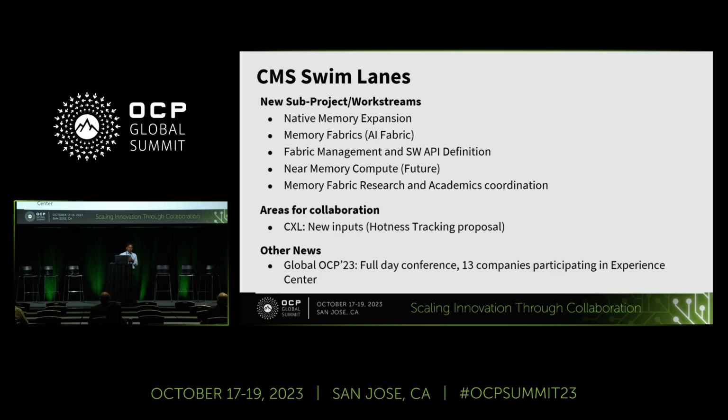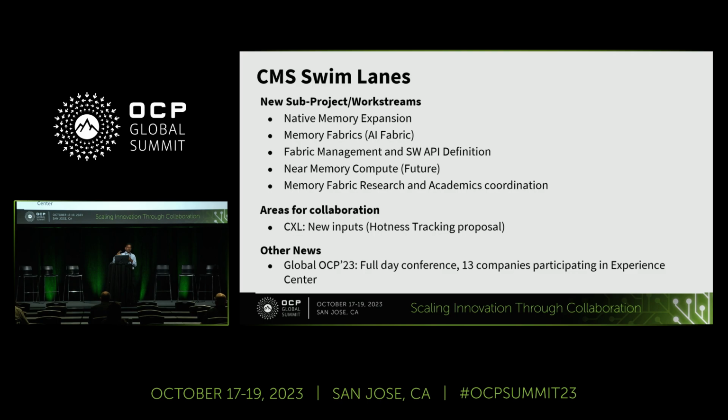The CMS has 5 work streams. We started off with, let's focus on native memory expansion. That is something that we can get to reality, primarily because we have silicon support and memory buffer vendor support. The goal is to start with that, and then look at the fabric side of the story. That includes AI fabric as well.